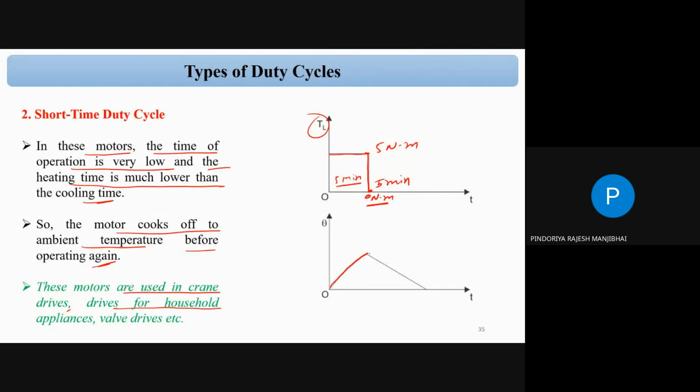Then you can see the temperature increases, and once your motor stops, we already know temperature cannot suddenly increase or decrease. So it will take some time to reach zero temperature. So that temperature we cannot change suddenly.